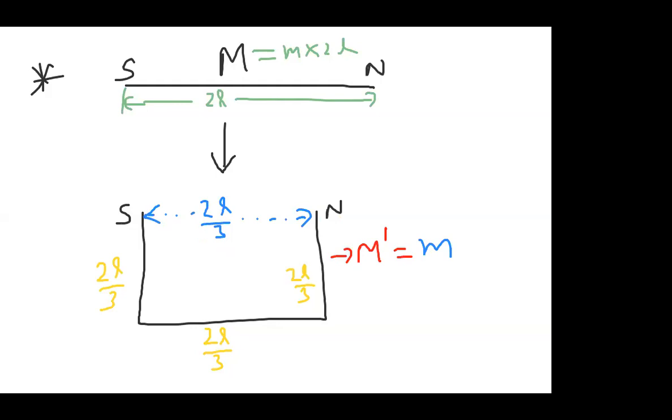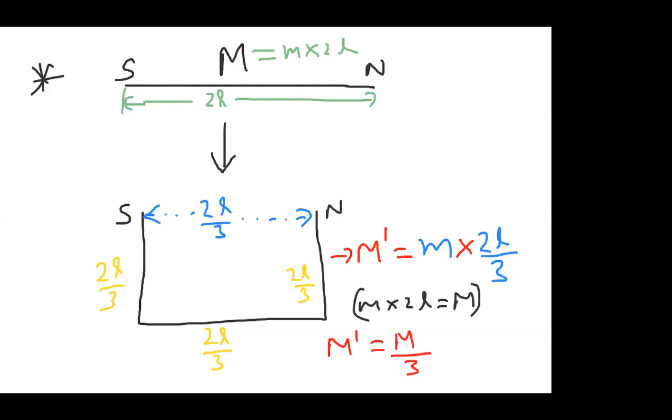So now what should I write? M dash is equal to m into 2L by 3. Actually, we have written that small m into 2L is capital M. So from here, M dash is equal to M by 3.